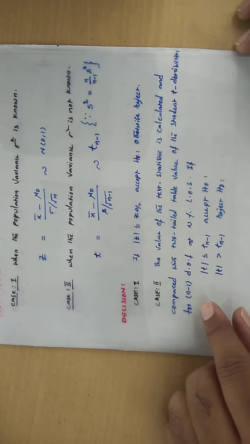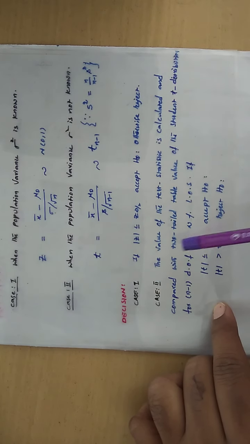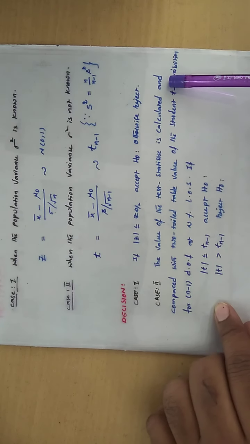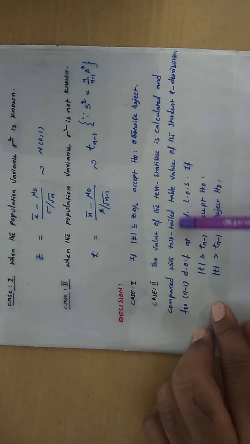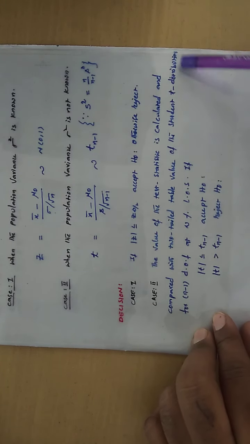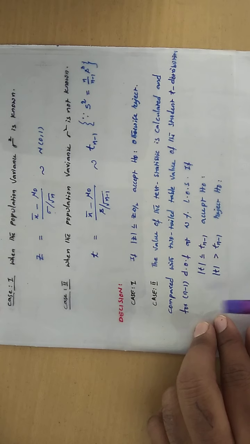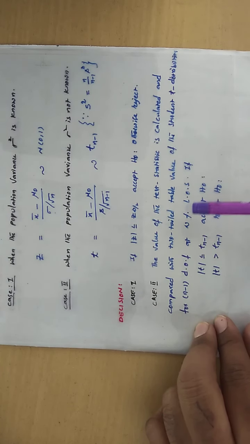But case 2, you see. What is the distribution you are using? You need to calculate the degrees of freedom also. Here the value of the test statistic is calculated, that is TT, and compared with the two-tailed table value of the student T distribution. Student T distribution table values are available, I will show you, at n minus 1 degrees of freedom, at given alpha percent LOS, I mean to say 5%, 10%, 1%.